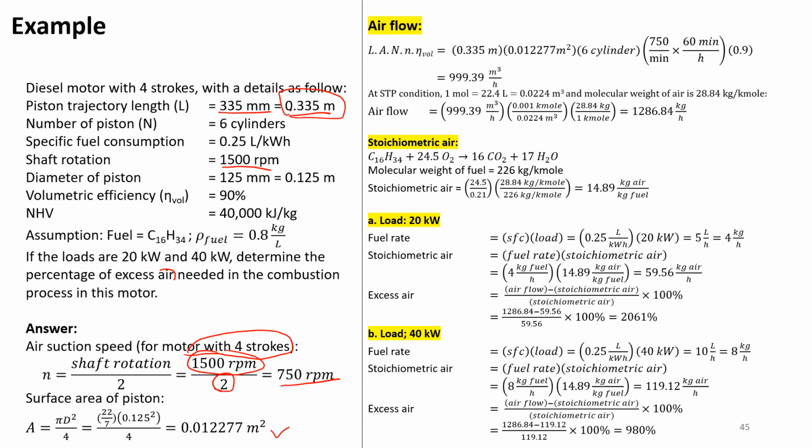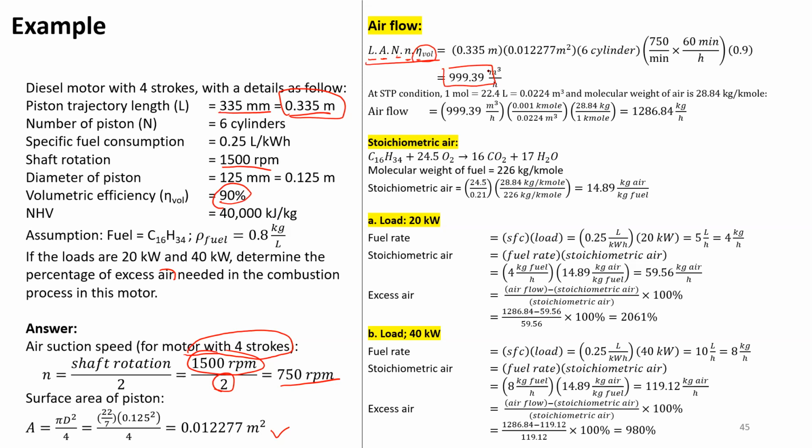Okay, so to calculate the airflow, I hope you still remember. I think Pak Miki already gave you the materials. It is the piston trajectory length, multiplied by the surface area, multiplied by the number of pistons or cylinders, multiplied by the air suction speed, multiplied by the volumetric efficiency. The volumetric efficiency is 90%, and the number of cylinders is also given. So all of the parameters here are given. Then you will get these values.